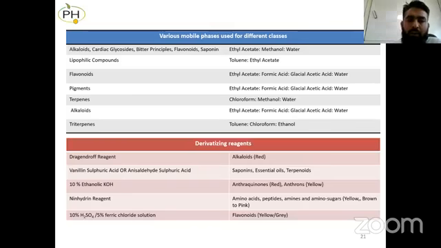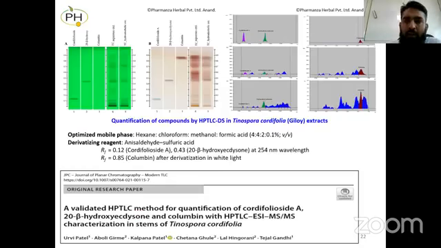you have to go for derivatization. And for that, you can use different kinds of stains. Okay, we'll go fast because of time constraint.